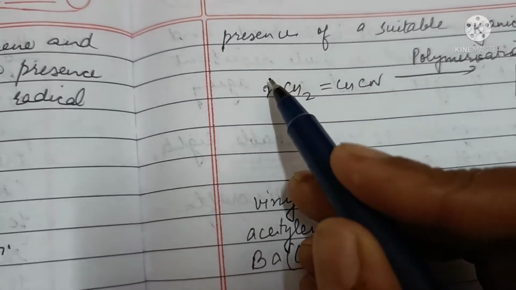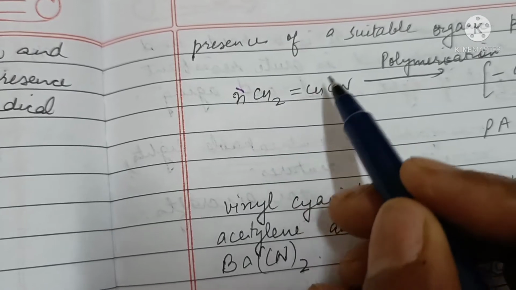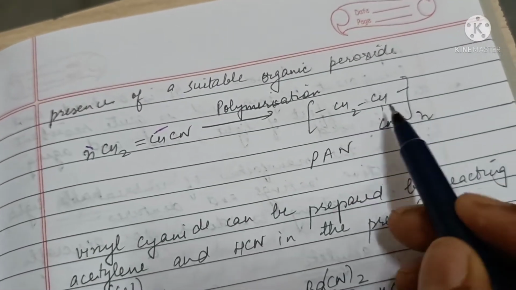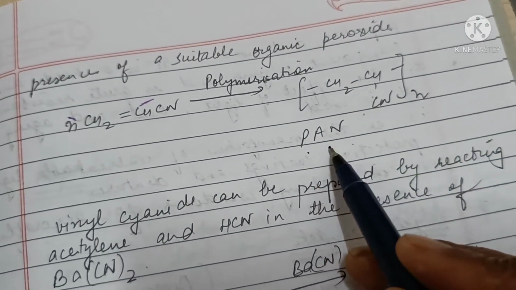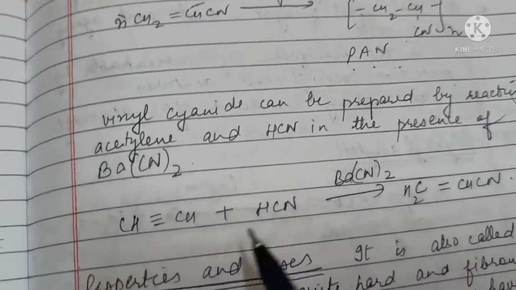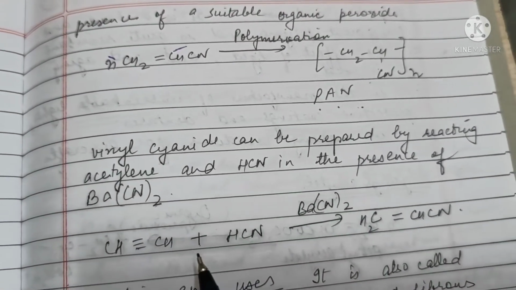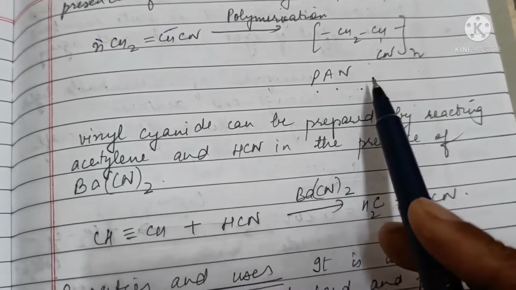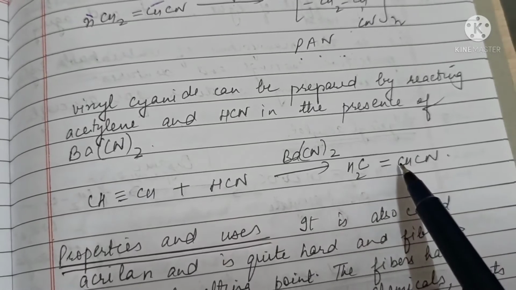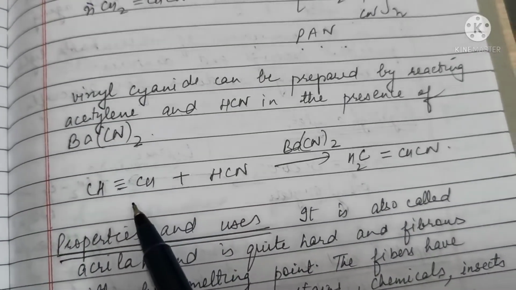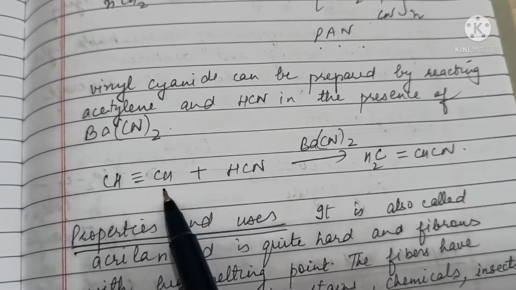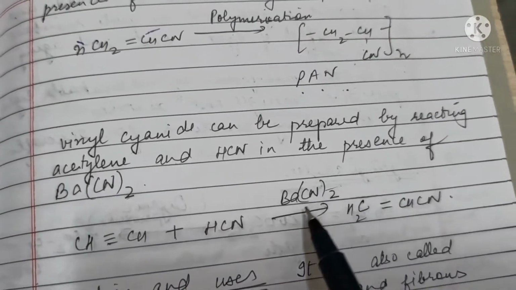This bond breaks and it gets attached to another unit from this carbon and this carbon. So this unit is repeated again and again. Polyacrylonitrile or Orlon is the name of the polymer. When we polymerize vinyl cyanide, we get Orlon or PAN, and the vinyl cyanide is formed by preparing vinyl cyanide from acetylene and HCN in presence of barium cyanide.